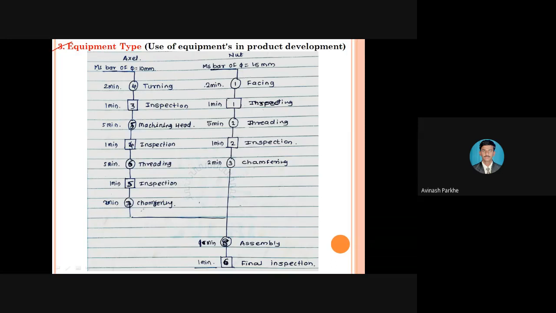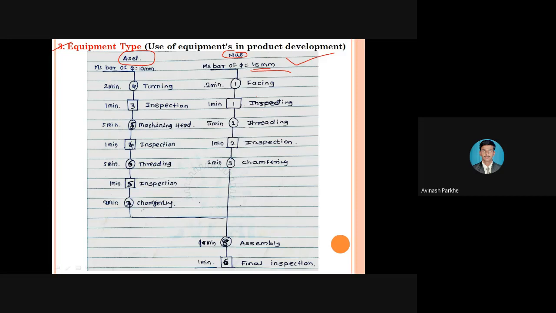So here I have taken one example. Which example? Whatever we have discussed in the operation process chart, that is manufacturing of the axle and the manufacturing of the nut. Both components are manufactured by using a single machine only. Initially, I manufacture the nut. I will take the raw material of 15 mm diameter. I will locate that job on that machine.